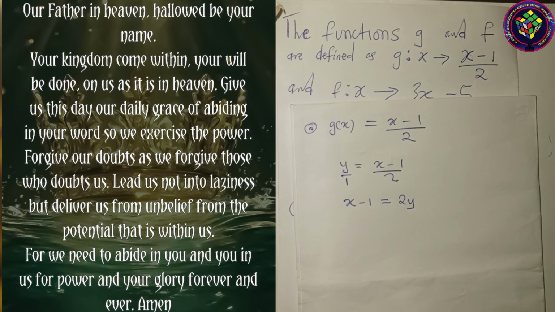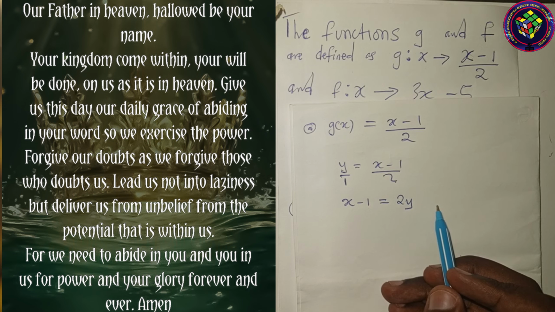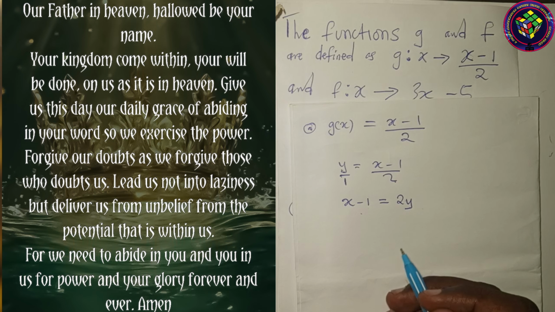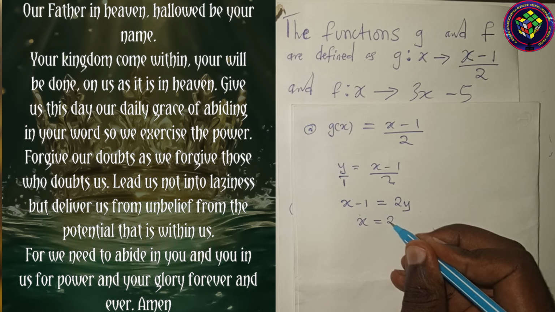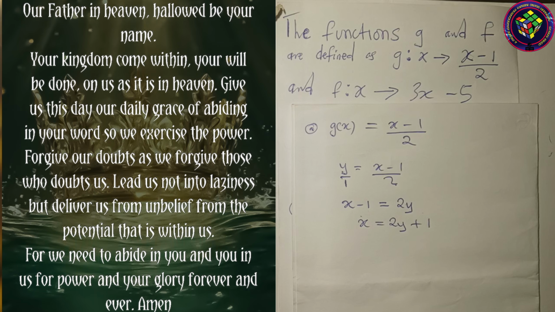Okay, and we want to remain with just x from this side of the equation. So here we have minus 1. This minus 1, we need to take it this side of the equation. So here it is minus 1, this side it will be plus 1. Okay, so we have x is equal to 2y plus 1. So we have x as our subject of the formula.